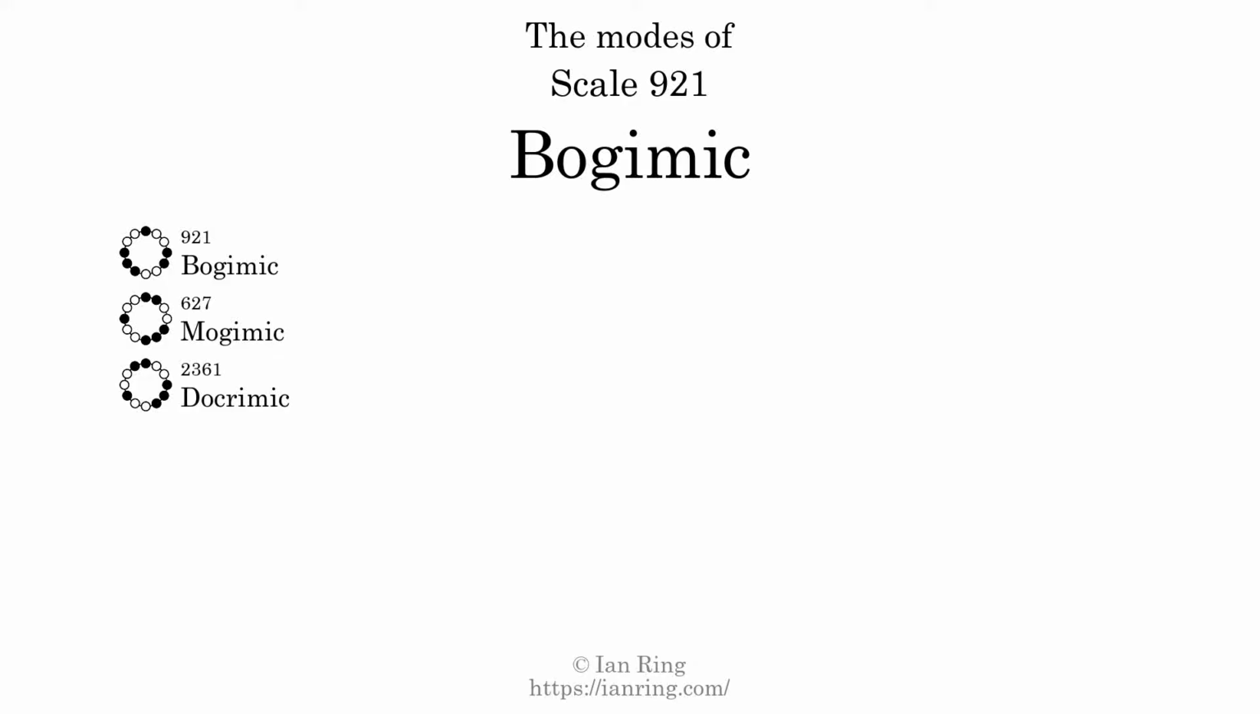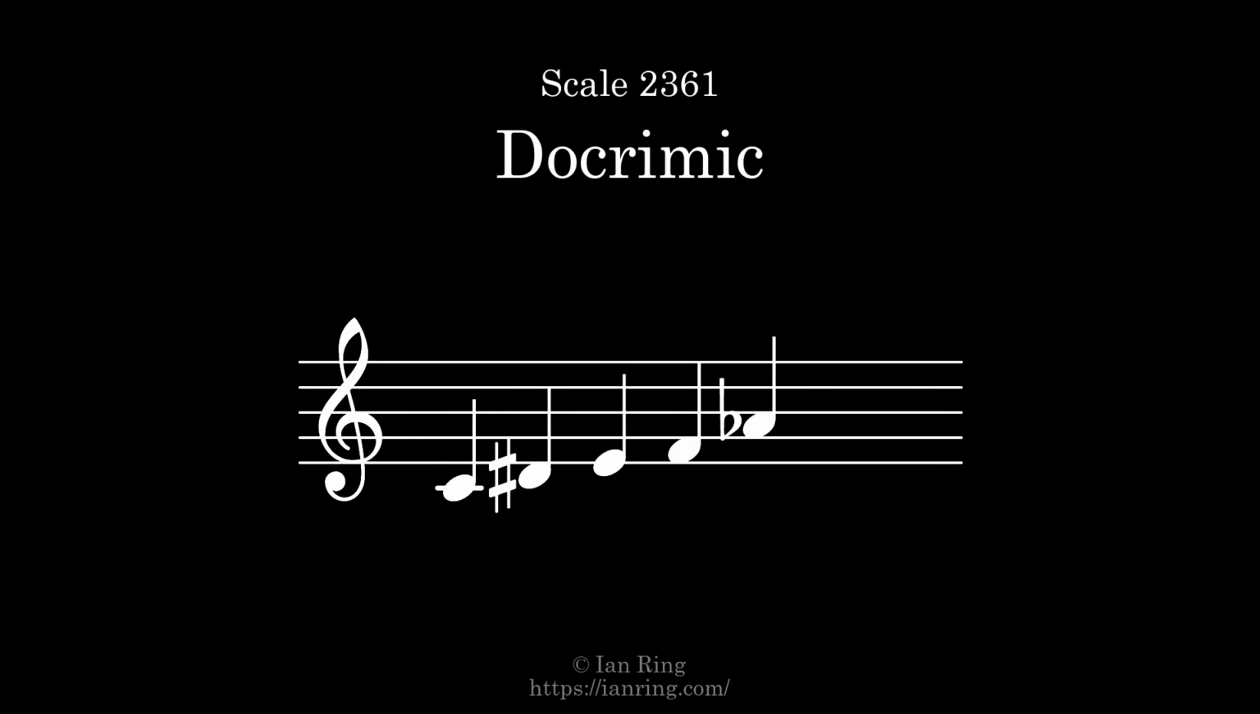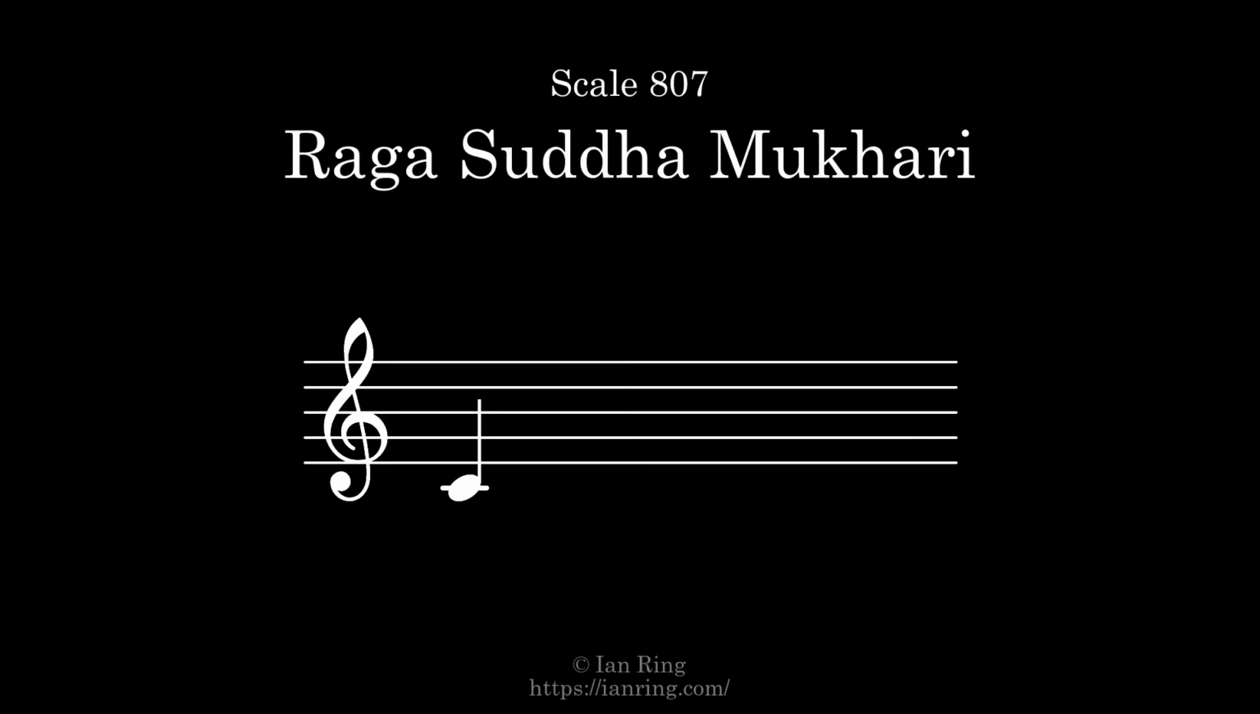The third mode is scale 2361, also known as Bogimic. It sounds like this. The fourth mode is scale 807, also known as Raga Sadhamakari. It sounds like this.